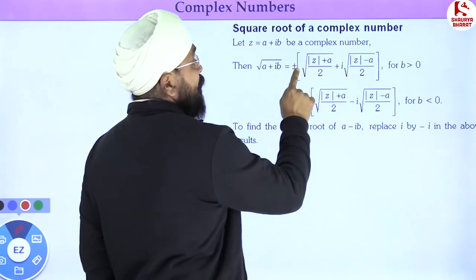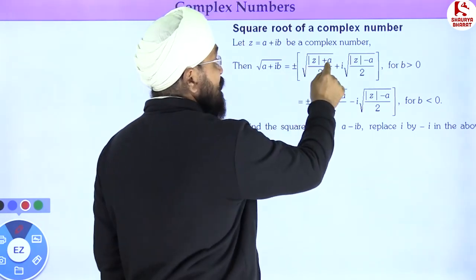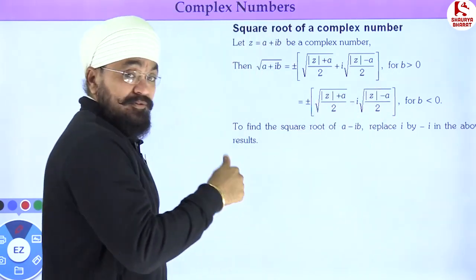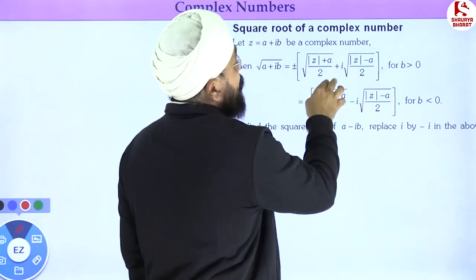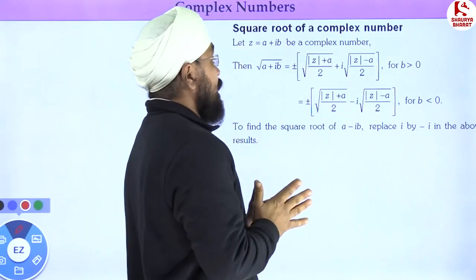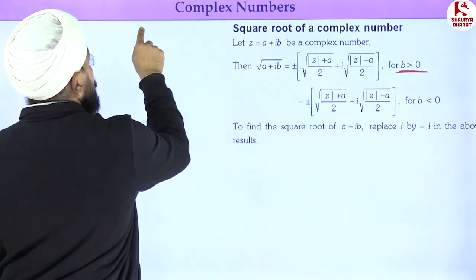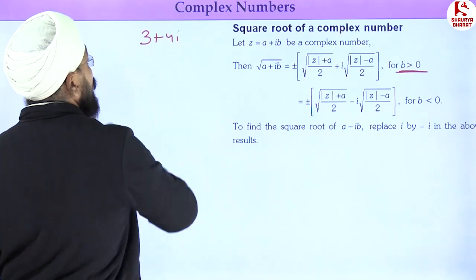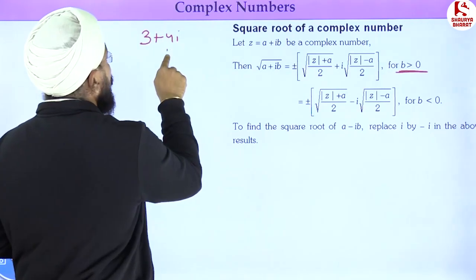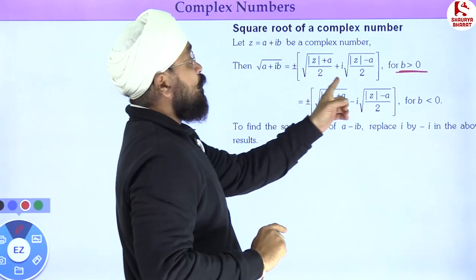Here what we have to do is take the magnitude of the complex number plus a, the real part, then the magnitude of the complex number minus a, the real part of the complex number, and the whole divided by 2, taking the square root of that. It will become very easy for us to find, and this will be done whenever b is positive. For example, if I want to find the square root of 3 plus 4 iota, here b, which is this particular number 4, is greater than 0, so I'll do the first part.